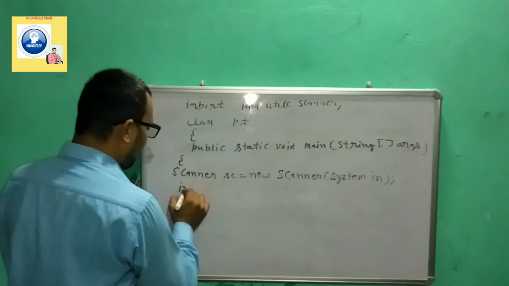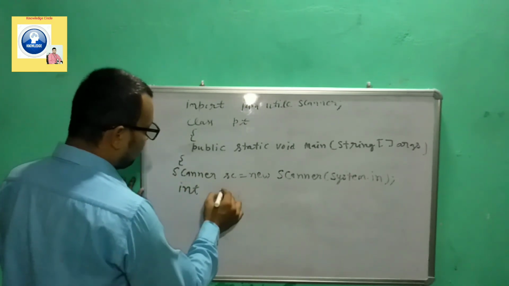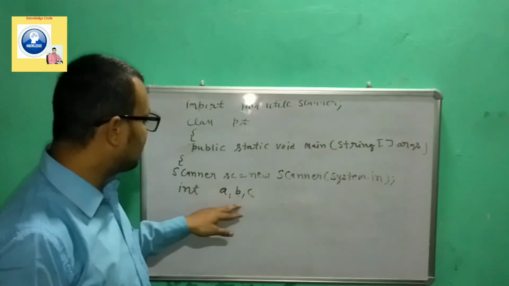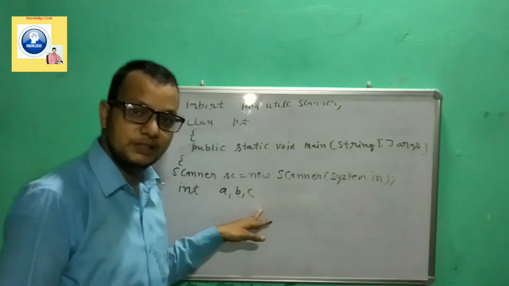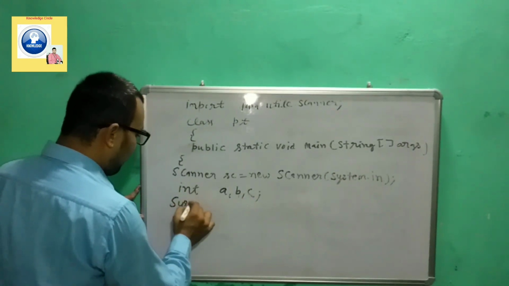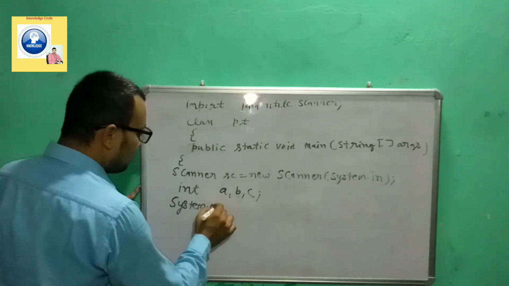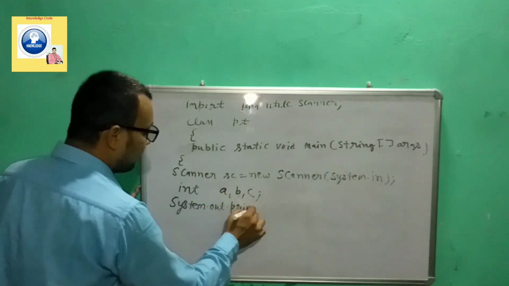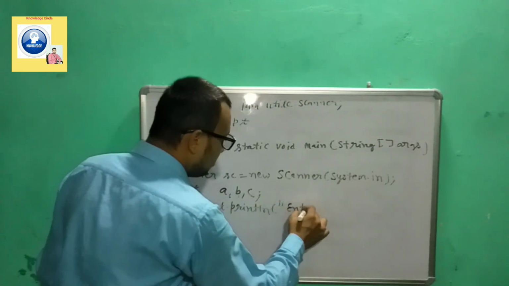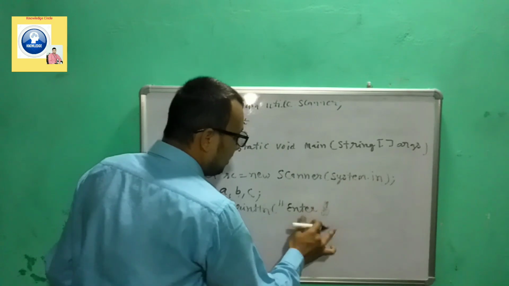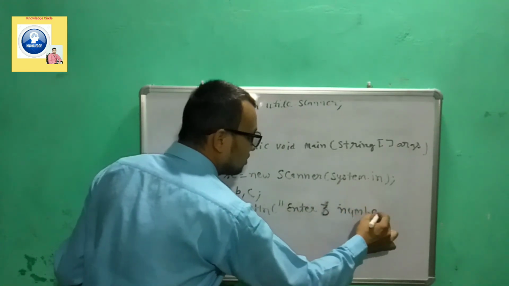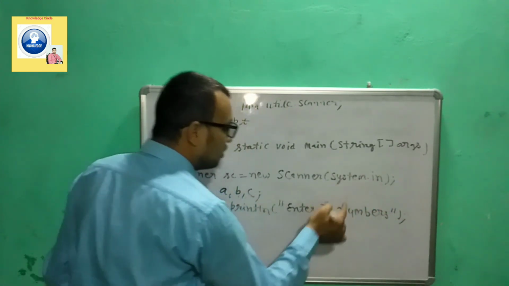Now we will declare some variables. We want three variables, so we will have a, b and c. We will assume that the first and second are height and base and the third one, c, is the hypotenuse. Now it's time to take input. So we will give a message to the user. System.out.println, and we will say enter three numbers. When the user sees this message, the user has to give a value.